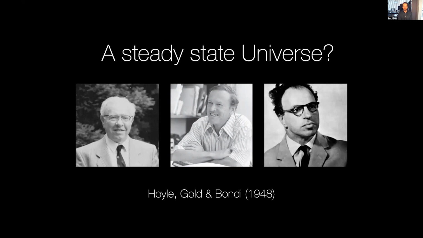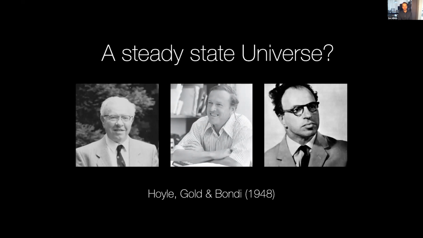So an alternative was put forward by Hoyle, Bondi, and Gold in 1948, the steady state universe. Now, they still had to explain the observation that the galaxies are moving away from us. So they came up with a picture in which the universe was unchanging, but it was dynamic. Imagine it like a river. The river itself is constant, but the water flowing through the river is always moving.